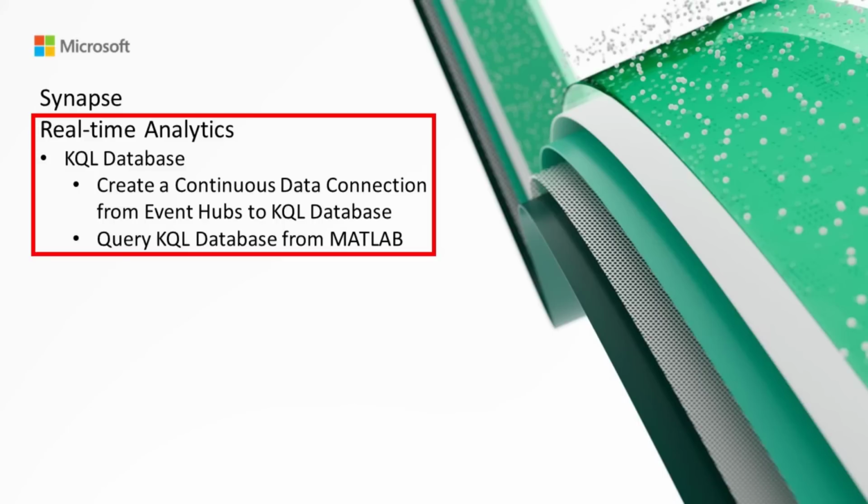Moving right along to real-time analytics, we're going to be talking about KQL database. First up is create a continuous data connection from Event Hubs to KQL database. Azure Event Hubs is a big data streaming platform and event ingestion service that can process and direct millions of events per second. Now you can easily stream your Azure Event Hubs data directly into your Fabric KQL database.